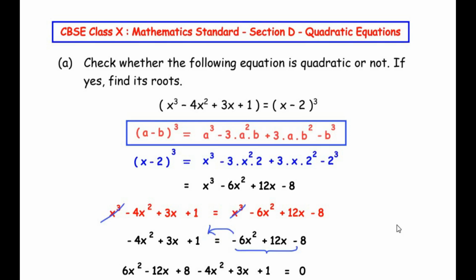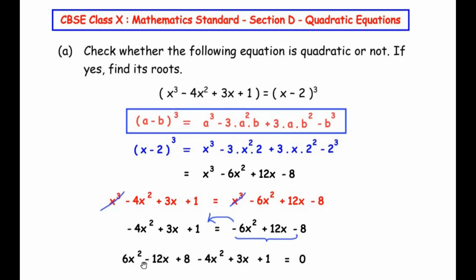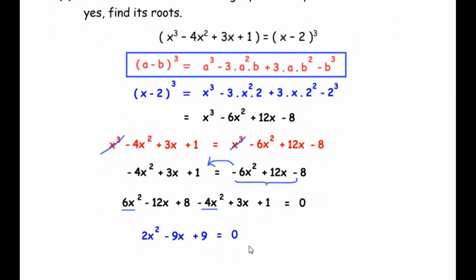So the negative 6x square becomes positive 6x square, plus 12x becomes negative 12x, and negative 8 becomes positive 8. And these terms will remain same, and we are going to write equal to 0. Now let us combine the like terms, that is 6x square and minus 4x square are like terms, and when we add them we get 2x square. Negative 12x and plus 3x are like terms, so when we add them we get negative 9x. And plus 8 and plus 1 gives us plus 9 equal to 0.